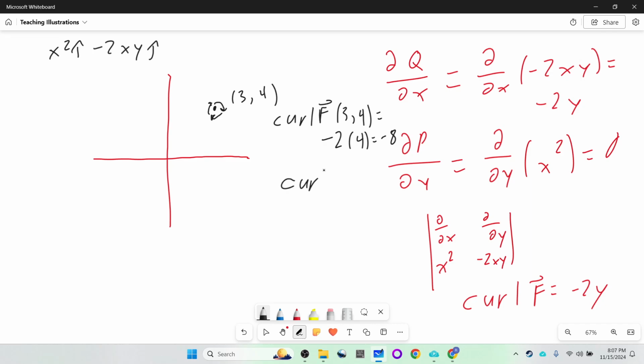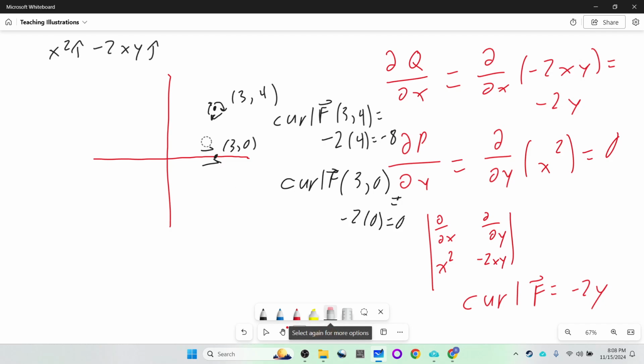If we did curl of f at 3, 0, well, that would be negative 2 times 0, which would be 0. So here at 3, 0, there is no curl. It means that if you were to sit there, the paddle wheel wouldn't rotate. Maybe some of it's moving this way and some of it's moving this way, and they would cancel each other out because one of them would try to move it clockwise and one would try to move counterclockwise. This is about the net effect. And it's saying the net effect here would be 0, so it would not rotate.